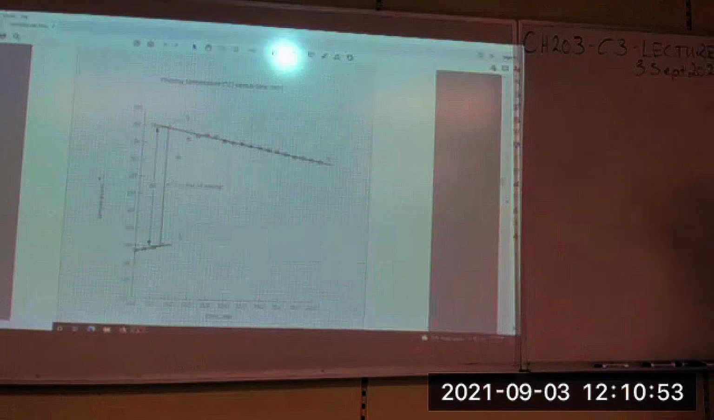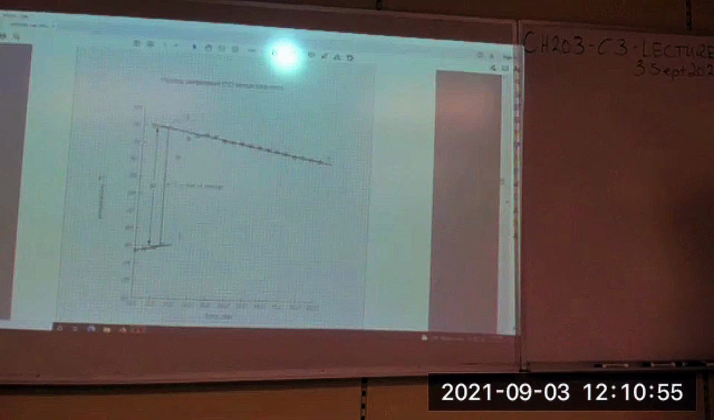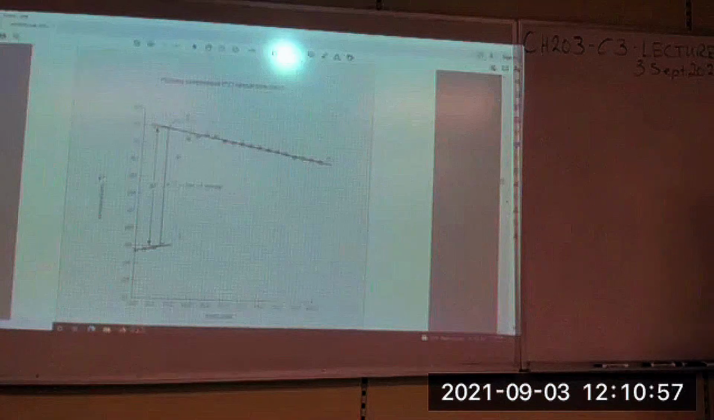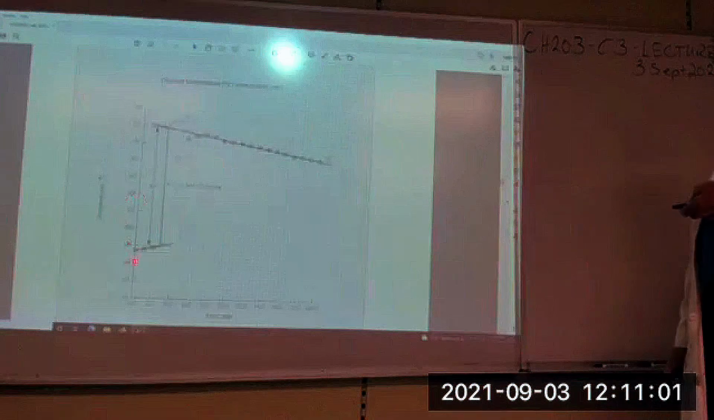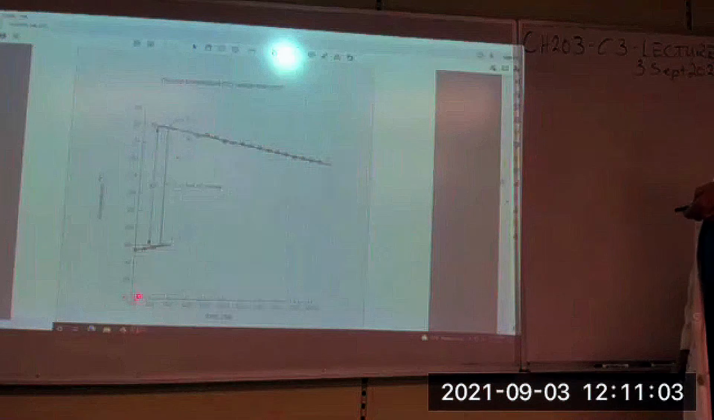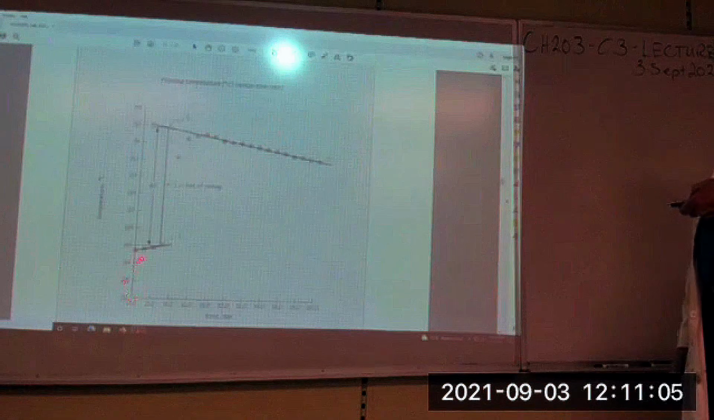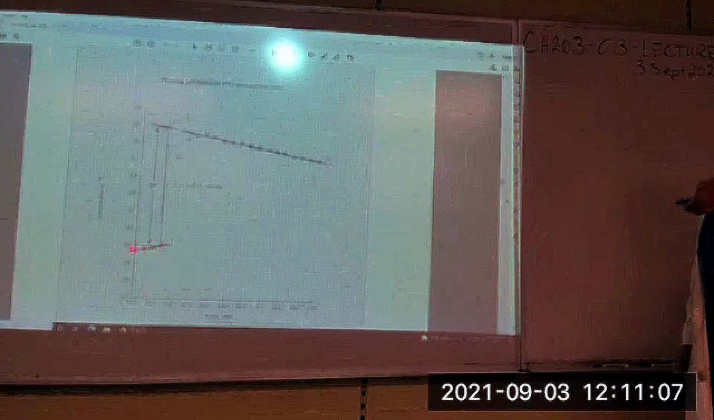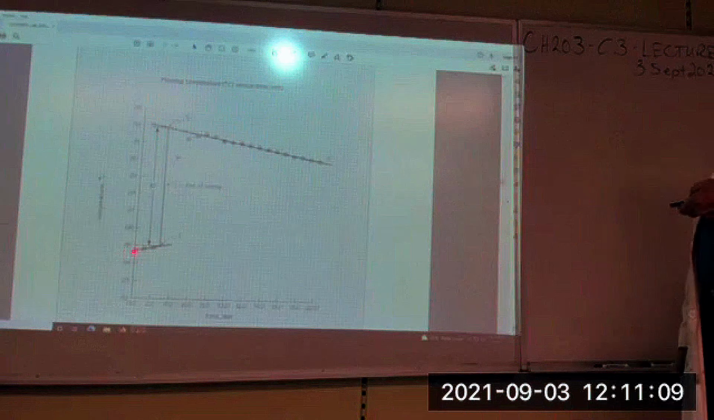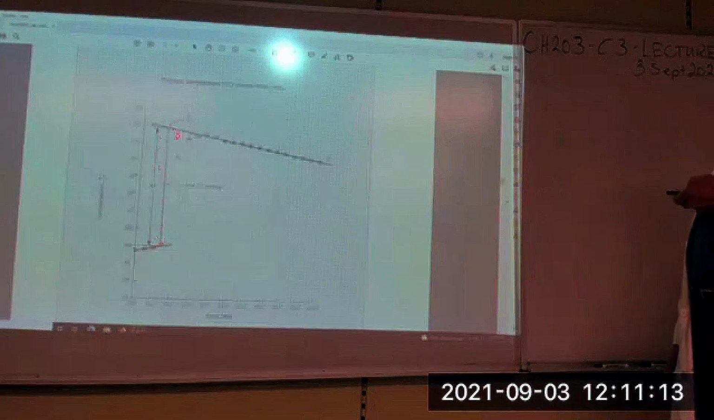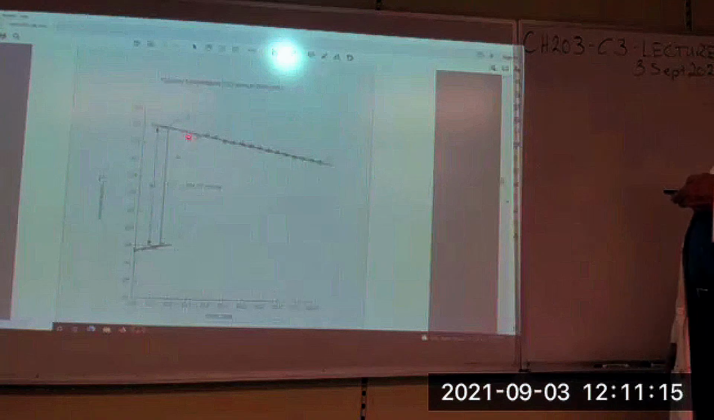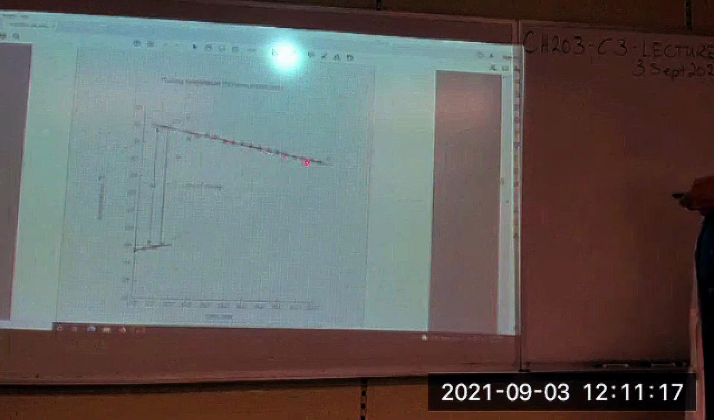All right. This is a broken curve. This is where we mix two chemicals together and we measure the temperature over time. And it increases very slowly in the beginning, and then all of a sudden it just goes like this. It goes from here to there over time. And then it settles down and starts to decrease again.